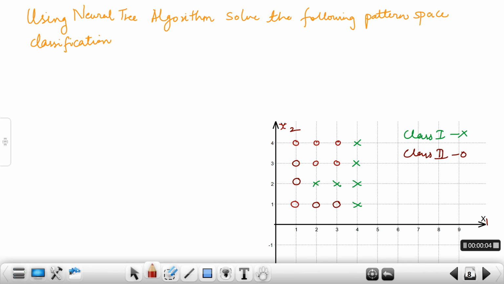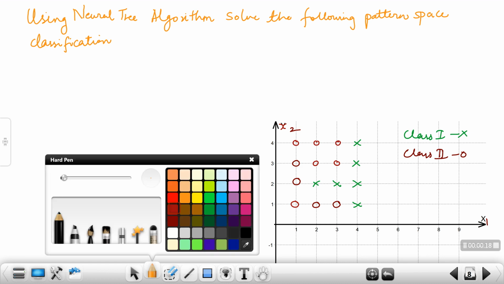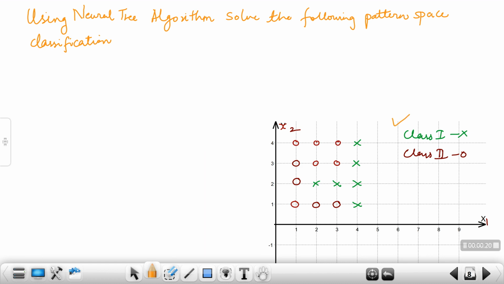We shall solve a problem on neural tree algorithm. We shall solve the same problem which we have solved using Markov algorithm. So the question is, using neural tree algorithm, solve the following pattern space classification. We are given this pattern space in which the patterns are indicated. Class 1 patterns are indicated with X, class 2 patterns are indicated with a circle or a 0.